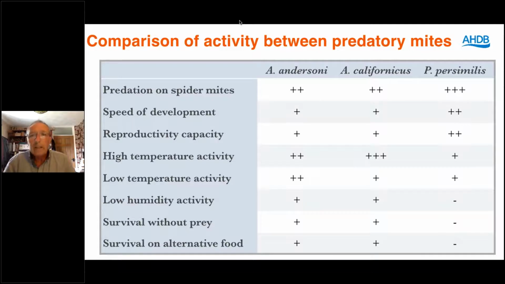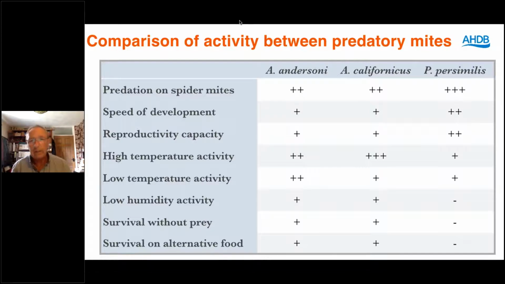So, which predator to use? Again, I've put some crosses on the table there. Phytoseiulus, brilliant on prey, but no good under low humidity, no good without the prey, and no good on alternative food sources. Whereas both the Amblyseius mites can be put in as a preventative treatment rather than a curative treatment. High temperature, if you can get the right license, I would say Californicus is the better one. Andersoni is very good in all conditions, indoors, outdoors, low temperature, so you can put it in early in the season as a preventative.